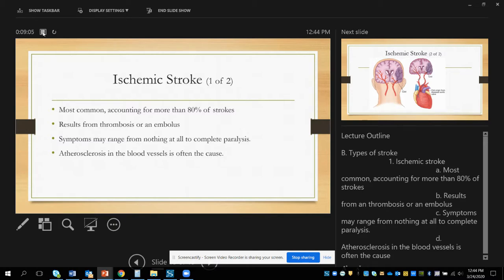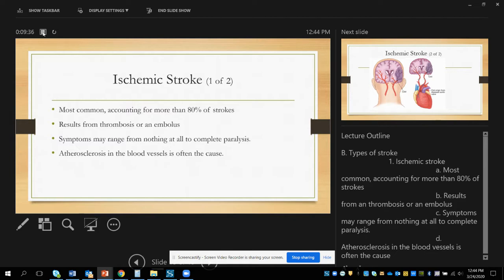These symptoms can range from nothing at all to complete paralysis. And atherosclerosis in the blood vessels can often be the cause. So again, that buildup of plaque inside of blood vessels, that can happen inside of the brain, not just the heart. We think about it being inside of the heart. And if it was somewhere else inside of the body, a piece of that plaque could break off, become lodged in the bloodstream, and it could travel up to the brain where it gets stuck and it can't pass anymore. And so we actually see tissue dying off past that point.